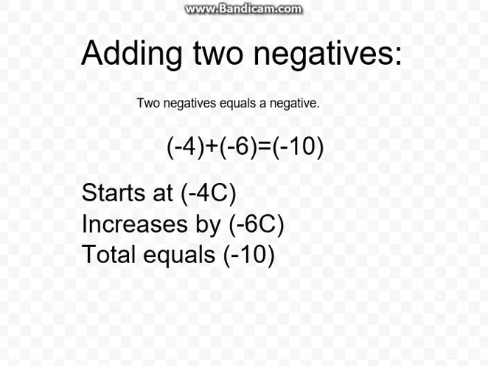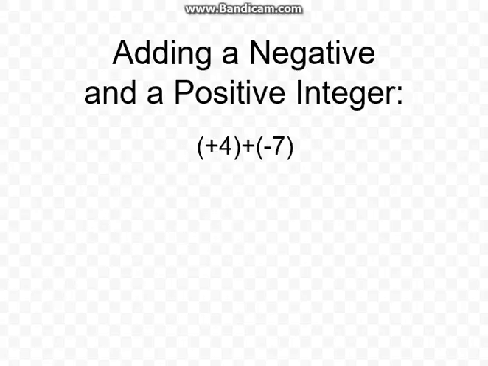Basically, when adding two negative integers, the sum will always be negative. This is because when adding two negative integers, you're increasing the amount of negatives, which means that the sum will have to be a negative number.